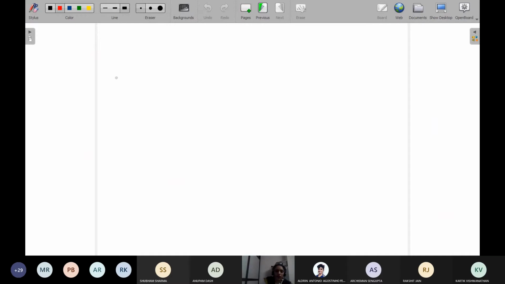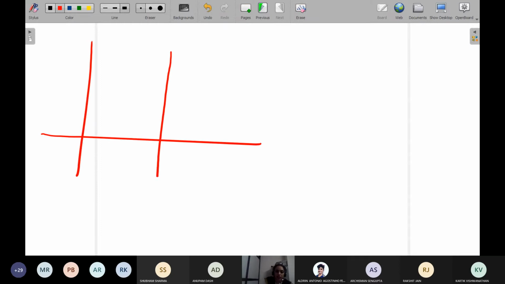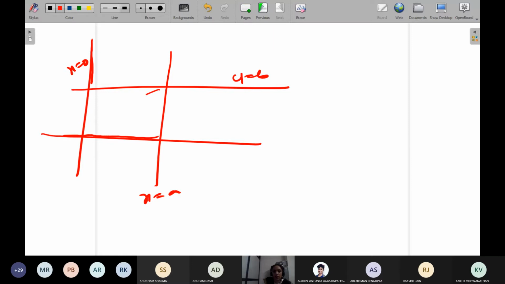So what is the W plane? We got it. Let us draw in the Z plane. We have taken the X and Y axes. We have taken x equal to a, and x equal to 0, this line. Then we have taken y equal to some b, and y equal to 0. So this is the region. This is in the Z plane.